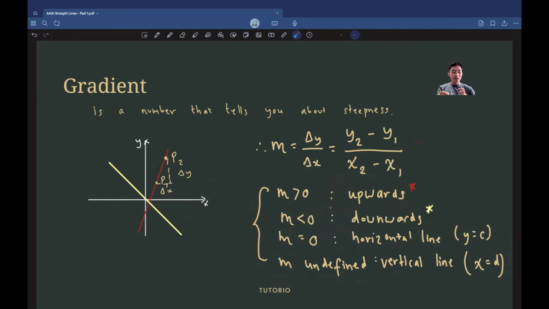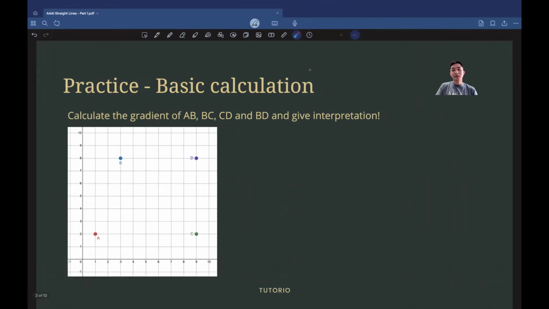Okay, now let me continue with the guidance here. Basic calculation of gradient, and we learn how to interpret it as well as what we did just now. Okay, so now we need to calculate the gradient of AB. So this is point B and this is point A. It's good practice to annotate the points on the screen or on the sketch that we have. So B coordinate is (3, 8). A coordinate is (1, 2).